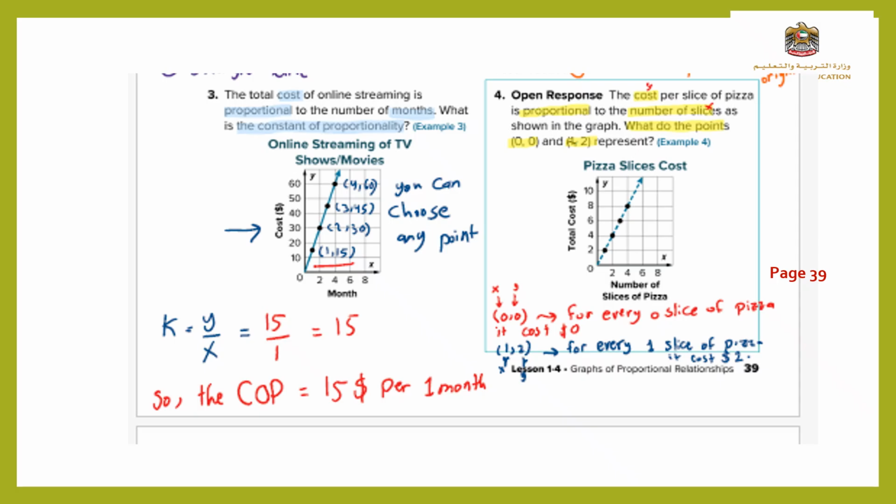Or here you can use this one, 4, 60. Okay, this is a clear point coordinate. So you can use 30 divided by 2, 15, or you can use 60 divided by 4, then also you'll get 15. So that will be the constant of proportionality. Here also the same way, you see 2, 4, that will be easier, or you can take 4, 8, that is also easier. So 8/4, that will be 2. 2 will be the constant of proportionality.